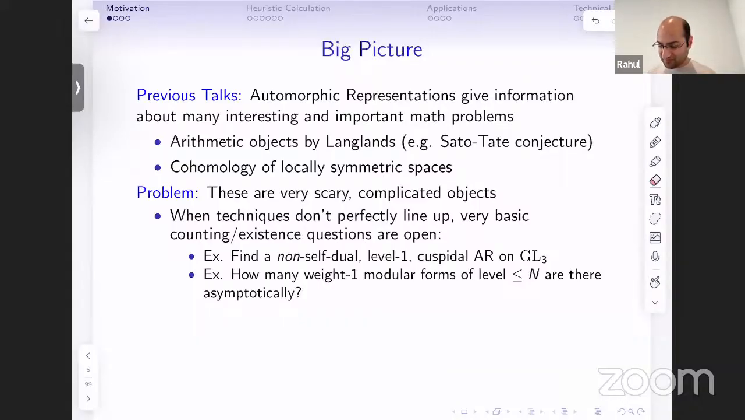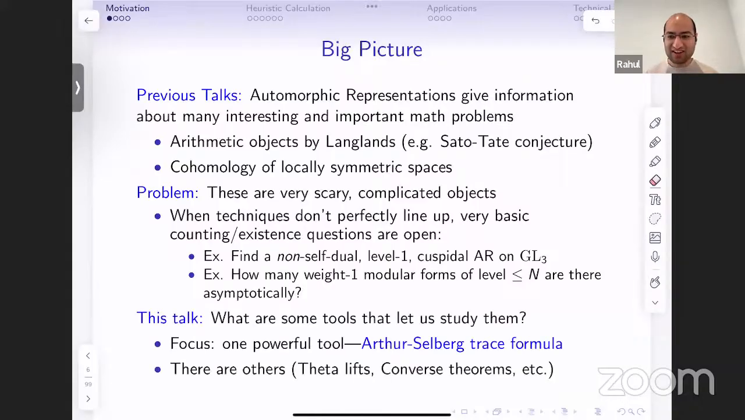So what's going to happen in this talk? We're not going to talk about these problems. Because these are scary, complicated objects, we're going to talk about one particular tool that's very useful for studying automorphic representations. This particular tool is called the Arthur-Selberg trace formula. Of course, there are a lot of other tools, and we've seen some of these in the talks before. They're theta lifts, converse theorems, and other things. Each of these tools is very powerful and can give lots of results. And the more of them you know, the better.